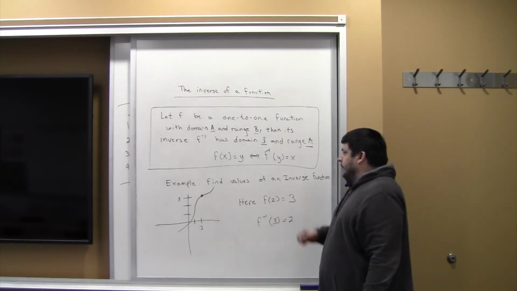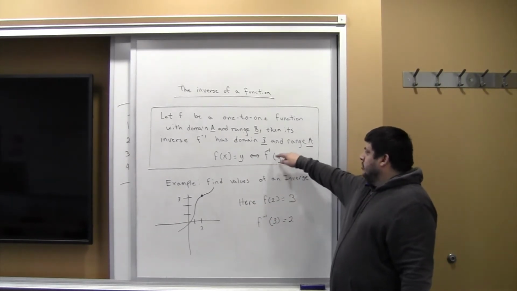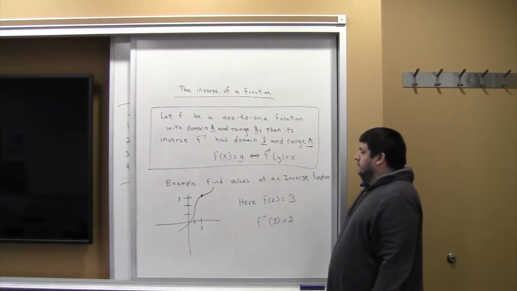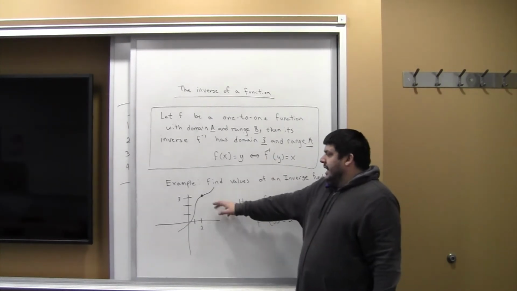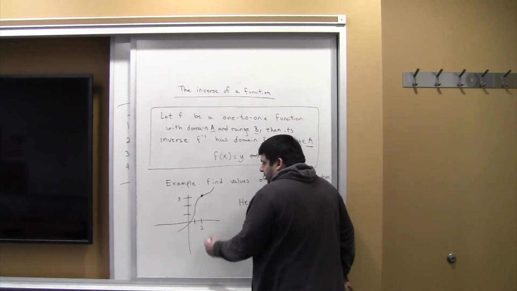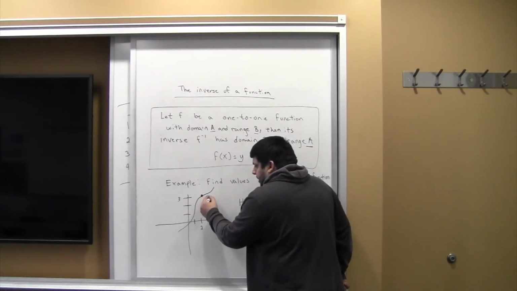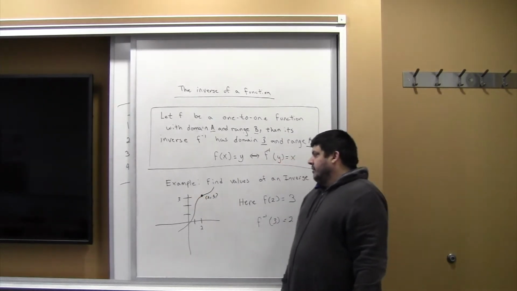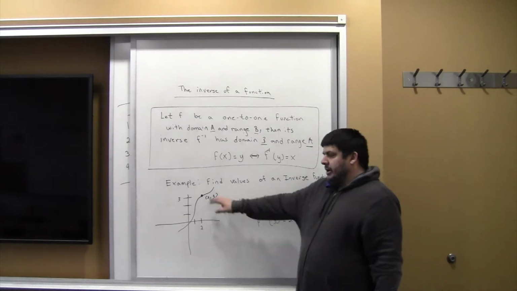So let's look at this example of how to find particular values, and this will illustrate this particular part of the definition right here. I've drawn this graph, and I put this dot here. Now we know this point is (2, 3). We could tell because of the x value here, and the y is 3 there.